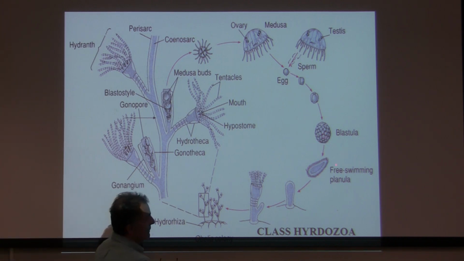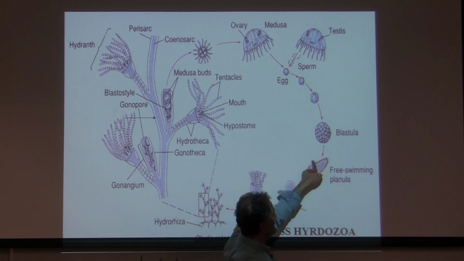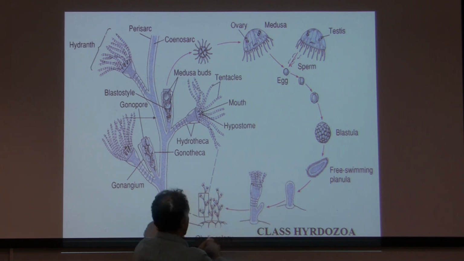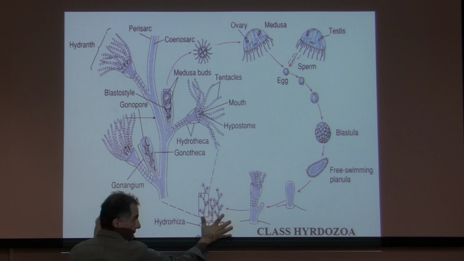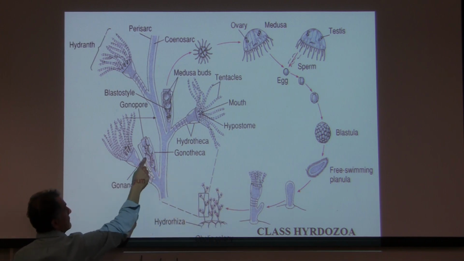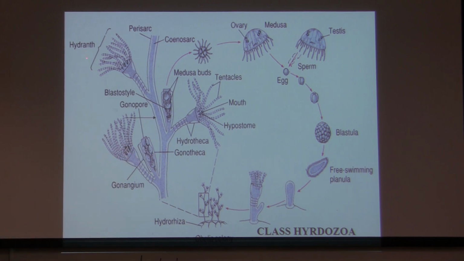And you have the planular larva right here. The ciliated planular larva sits on the bottom of the lake or ocean, and then it grows into a colony. So the colony, this is the reproductive colony. This would be your hydrant. He calls it hydrant, I call it gastrozoite. Okay, so it's a feeding colony.